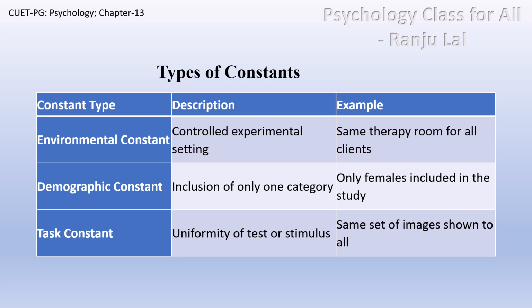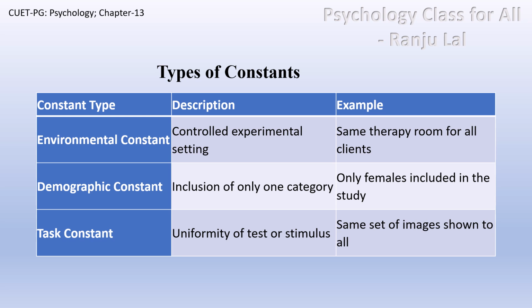The second one is the demographic constant. Demographic constant means inclusion of only one category. That means, for example, only females will be included in this particular study, or only the patients of OCD will be included in this study.